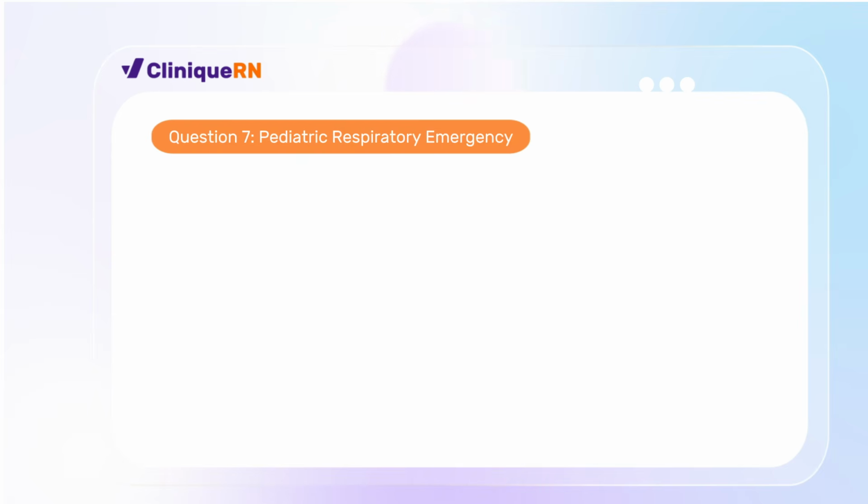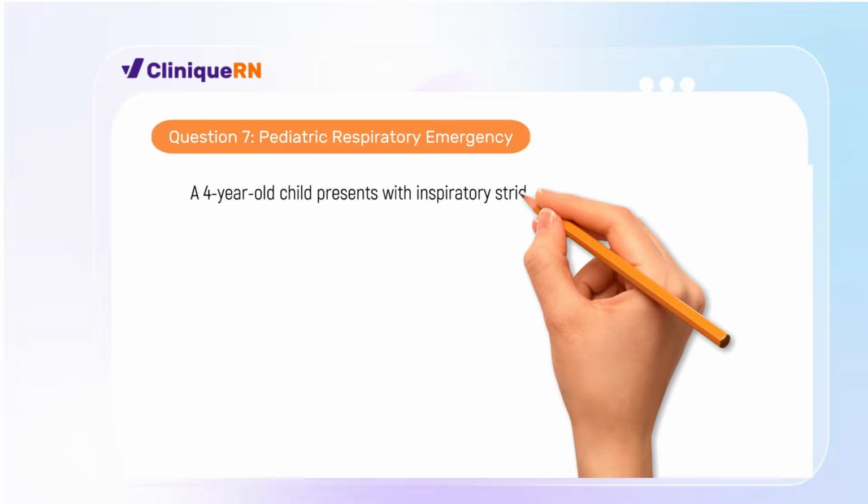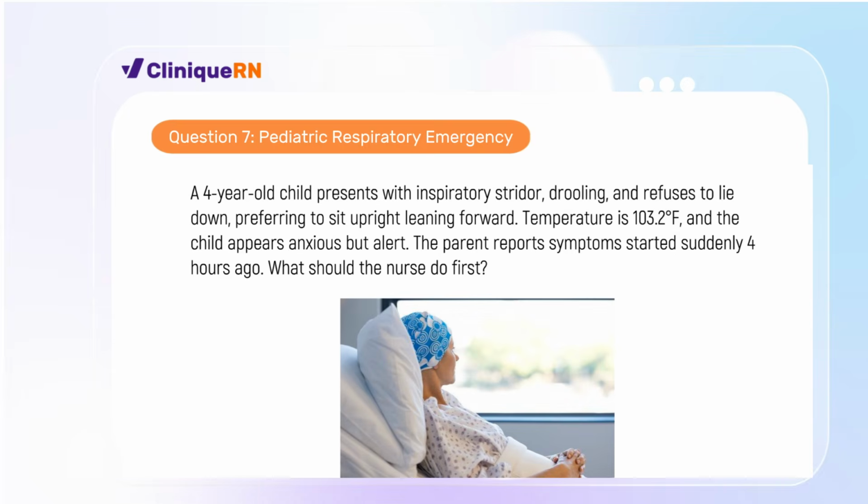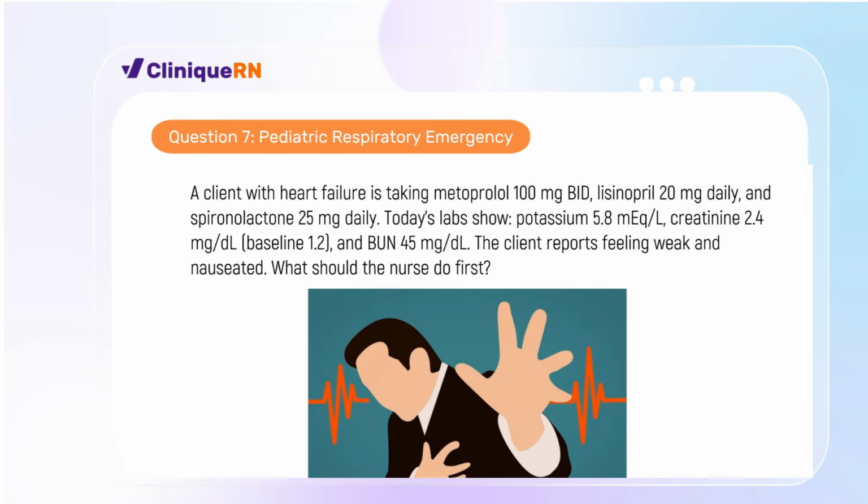Question 7. Pediatric respiratory emergency. A 4-year-old child presents with inspiratory stridor, drooling, and refuses to lie down, preferring to sit upright, leaning forward. The temperature is 103.2 degrees Fahrenheit, and the child appears anxious but alert. The parent reports symptoms started suddenly 4 hours ago. What should the nurse do first?